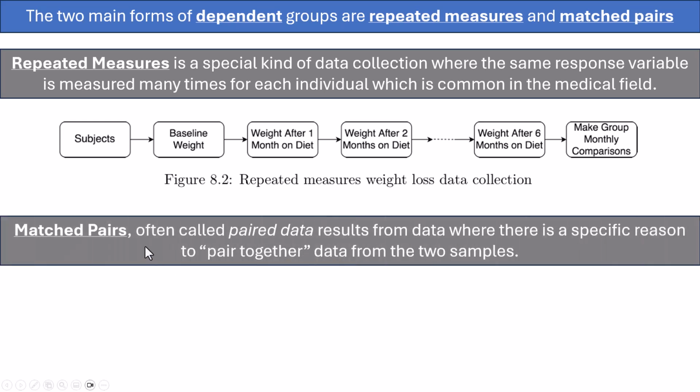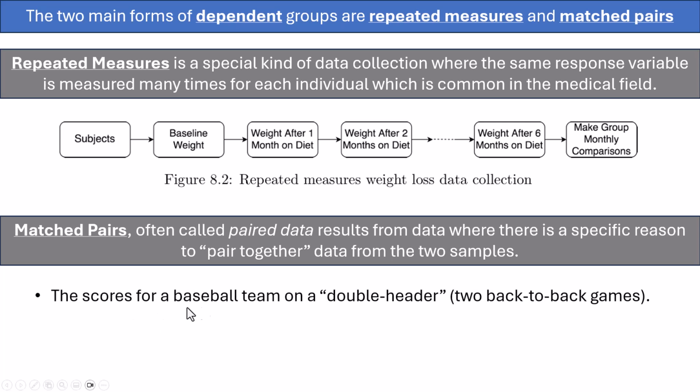Matched pairs, often called paired data, results from data where there is a specific reason to pair together data from the two samples. For example, consider the scores for a baseball team on a doubleheader, 2 back-to-back games. Since you're likely playing the same team back-to-back, there could be some sort of dependence on the two scores of the games that were played, and therefore it might make sense to pair that data together.